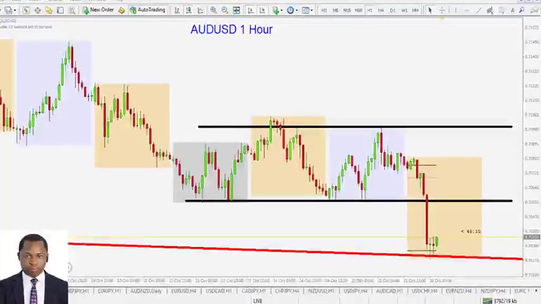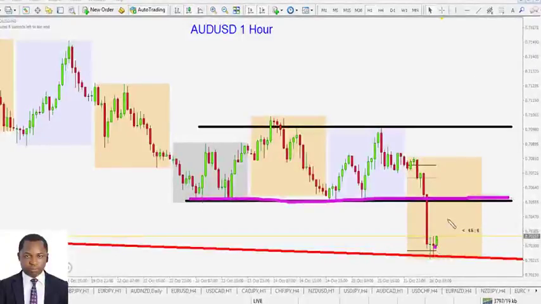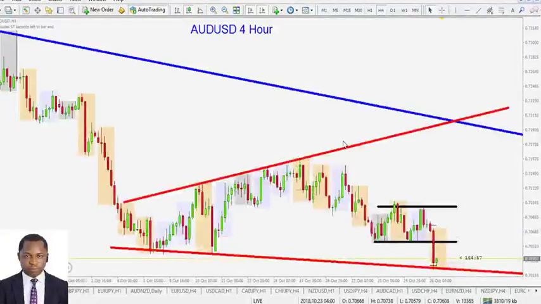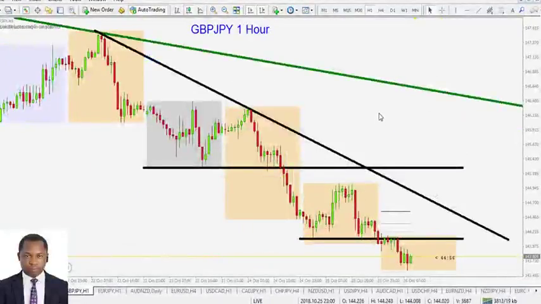So this setup that you are seeing here, this very nice, beautiful setup, we are not going to trade that. All right, price is trading around a possible daily level of support. Let's move on to the next pair, the sterling pound against the Japanese yen.